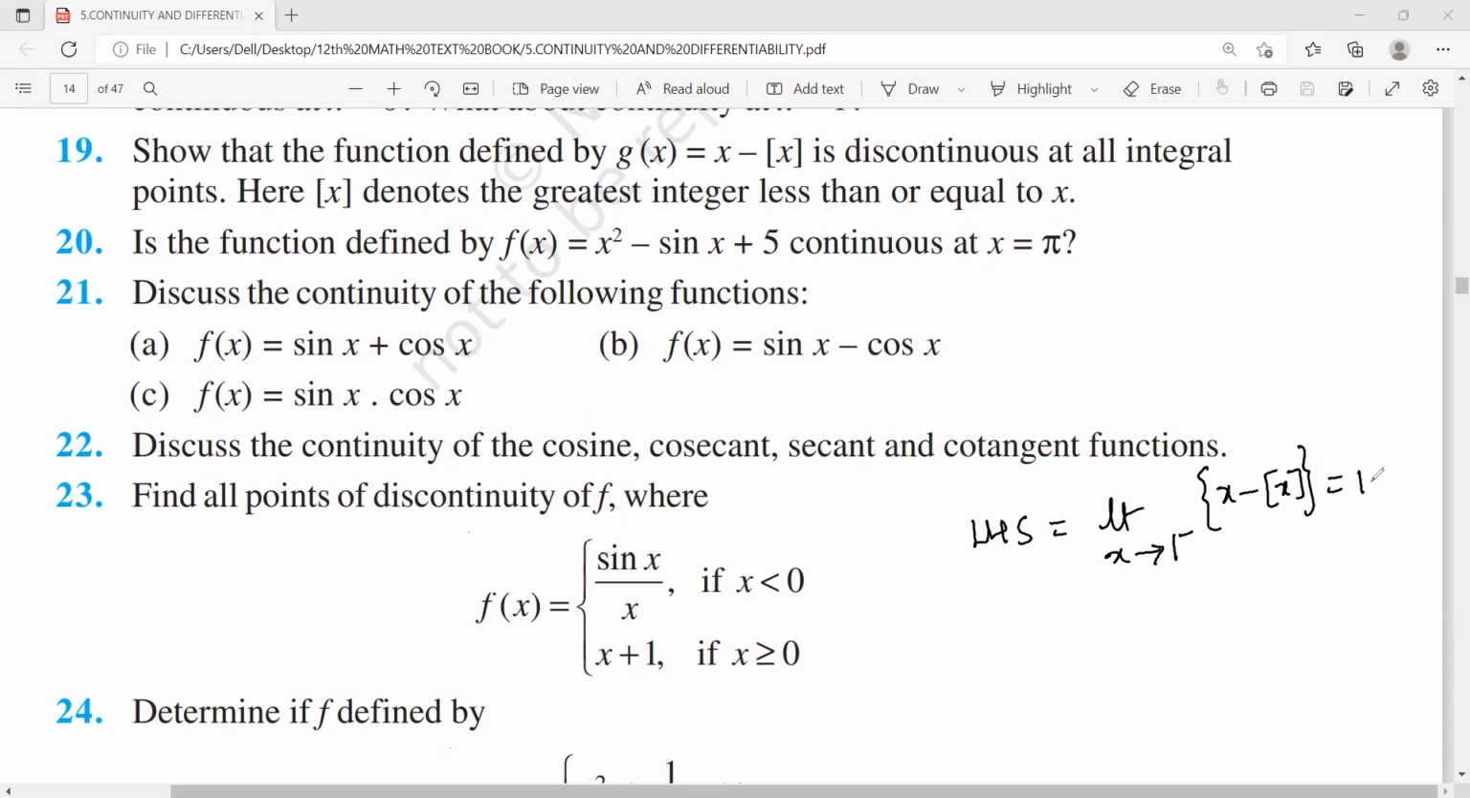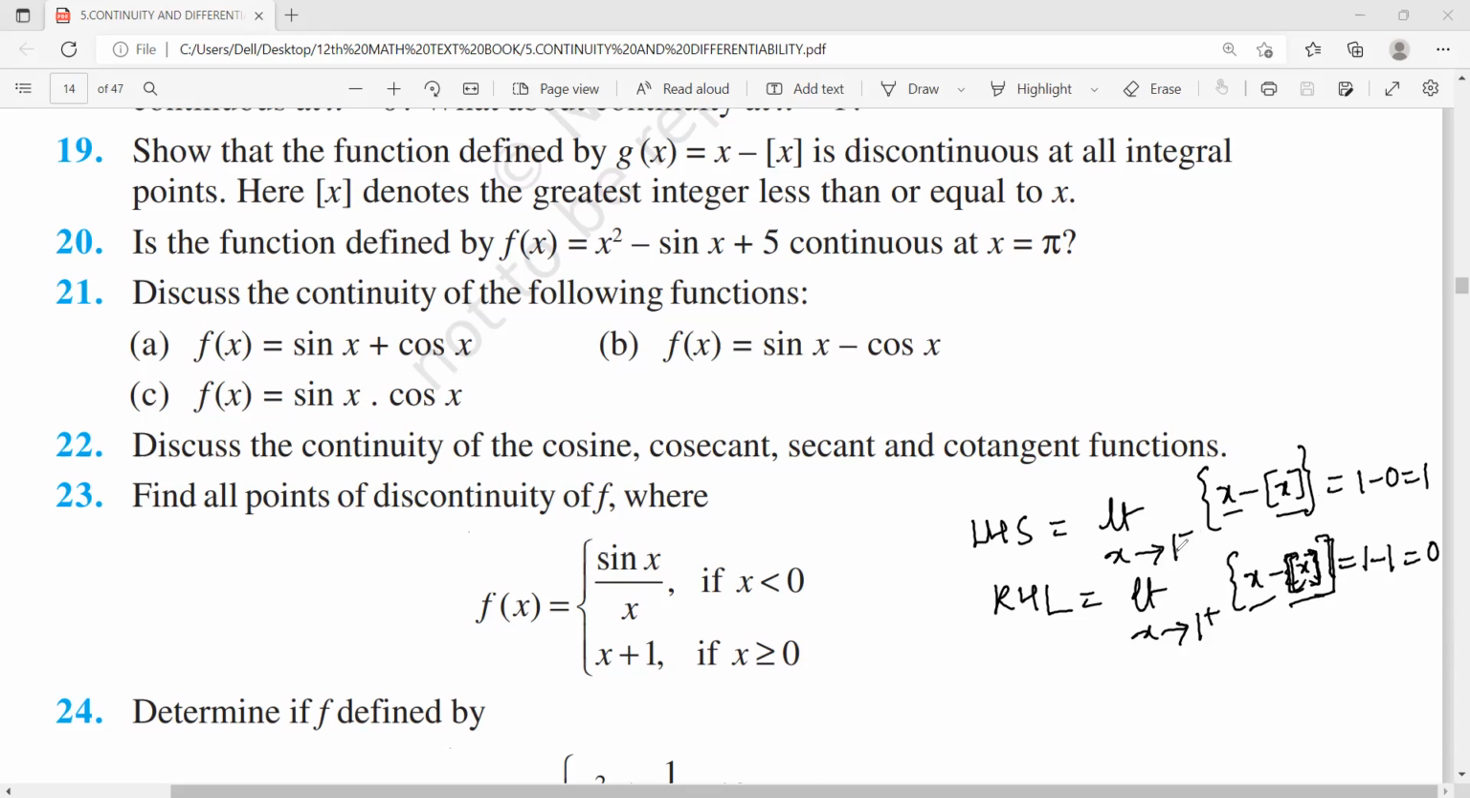Then this becomes 1 minus 0, 1. The limit as x tends to 1 plus of x minus integral part of x. How much is this? It will be 1 minus 1. Same thing, x is the same. Integral part here is 0. Integral part is 1 after, no more than that. Therefore, it becomes 1. Equal to the right hand limit. Therefore, it is discontinuous at 1.